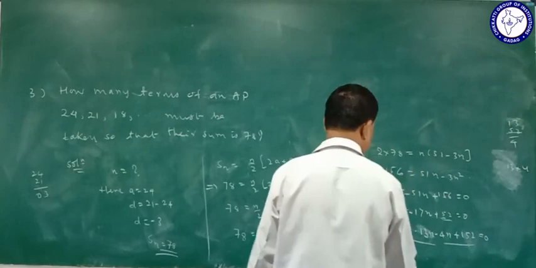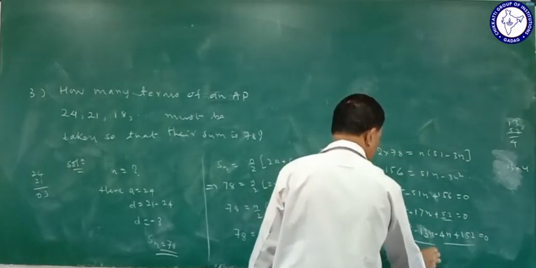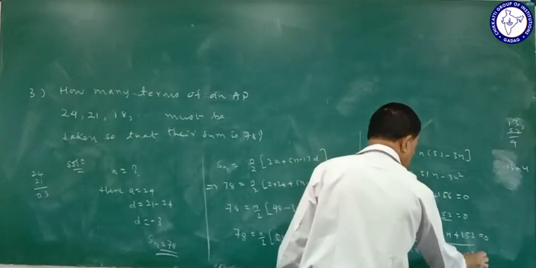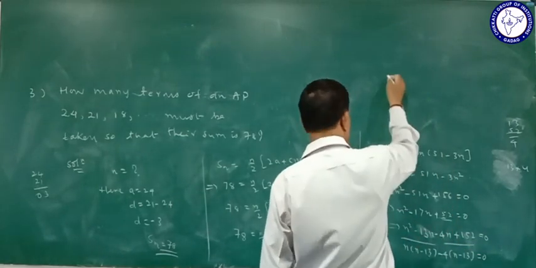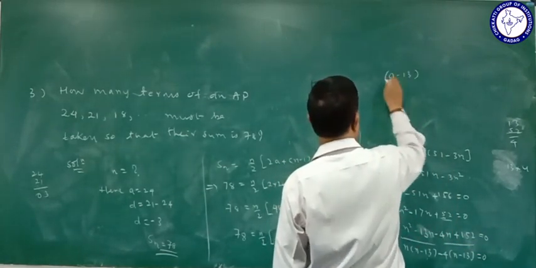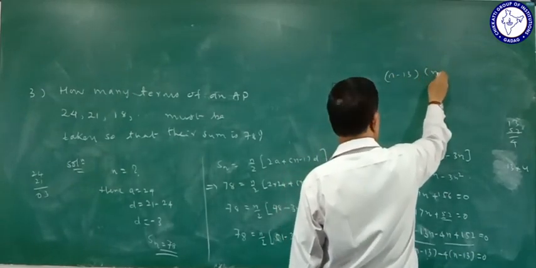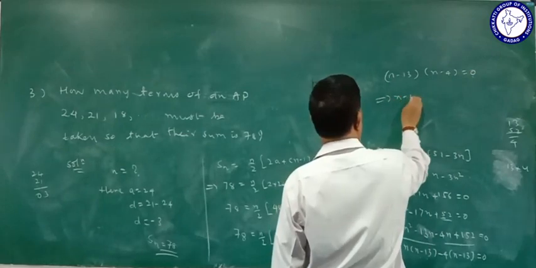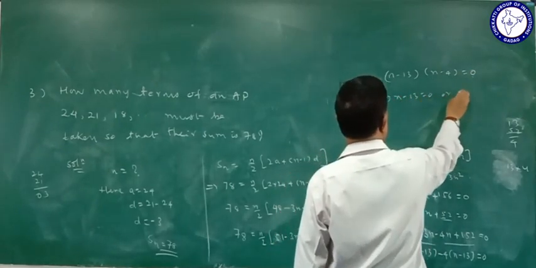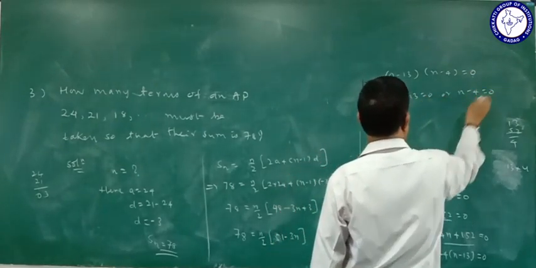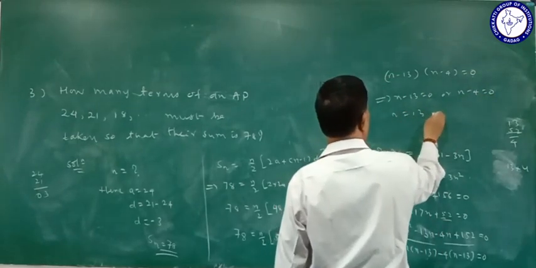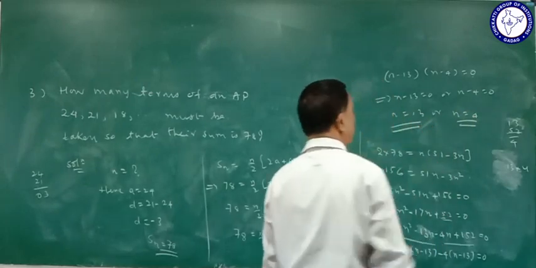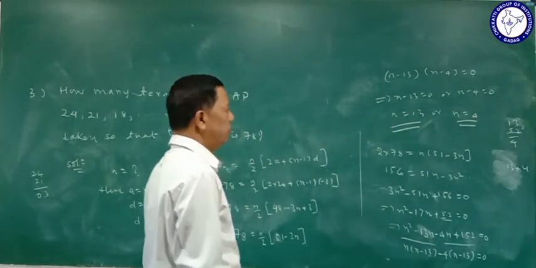What is common here? n into bracket n minus 13, minus 4 into bracket n minus 13, is equal to 0. So n minus 13 into n minus 4 is equal to 0. This implies n minus 13 equals 0 or n minus 4 equals 0. So n is equal to 13 or n equals 4. There are two answers.